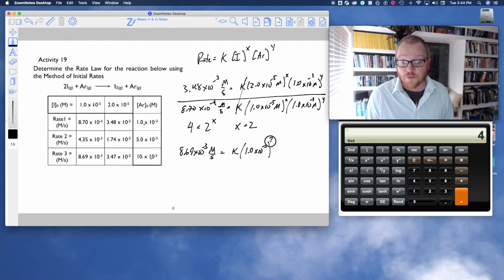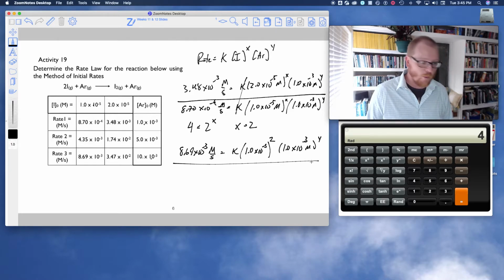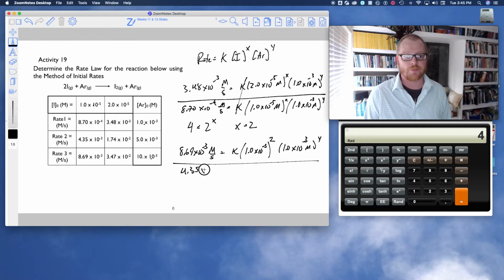But I already know that that's raised to the second power for the second order because I figured it out up there, okay? And then now the argon is 1.0 times 10 minus 3 molar raised to the y power. And now I'm going to divide that one by this 4.35 experiment, okay? 4.35 times 10 minus 3 molar per second equals K. And you can see now why we do this systematic variance, because now I can knock out iodide from the equation, all right?